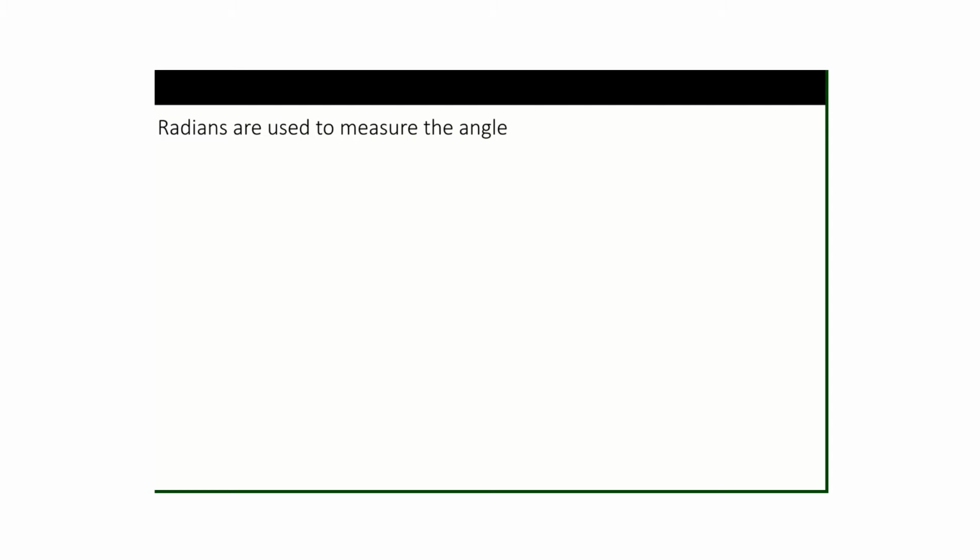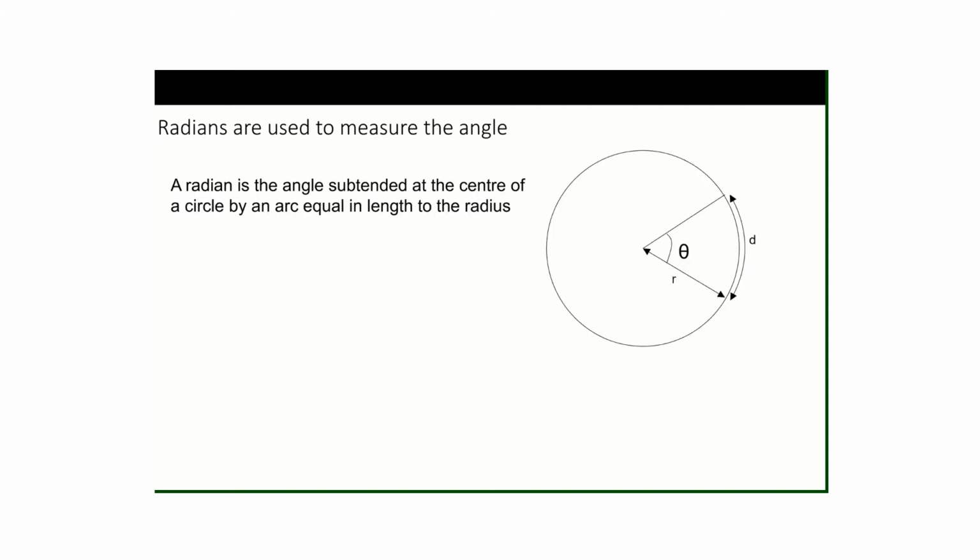So let's have a look at this. What angle are we going to use? Well, we're going to measure our angle in radians, and to do that we need to define what a radian is. The radian, according to the definition, is the angle subtended at the centre of a circle by an arc equal in length to the radius. So what does that mean? If we look at the diagram here, if the length d around the circumference of the circle equals the length of the radius, then the angle turned, theta, is 1 radian. And that's the definition of a radian.